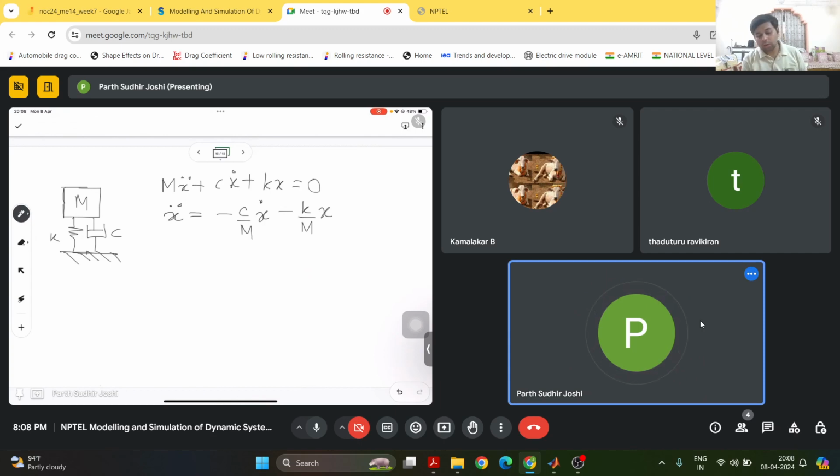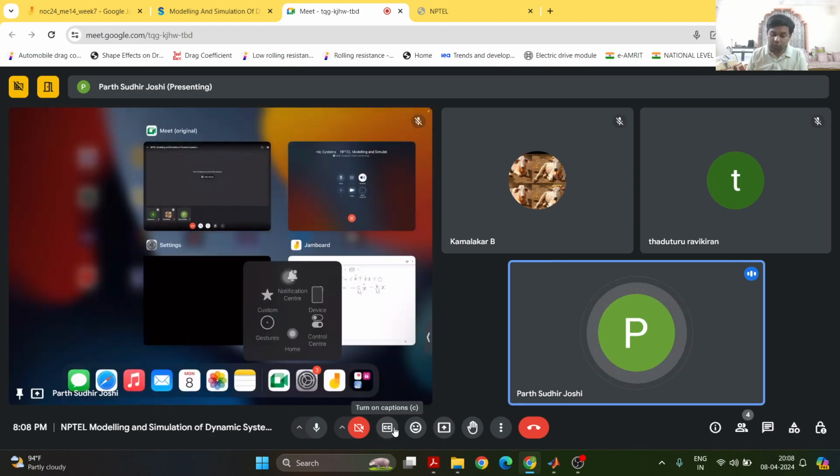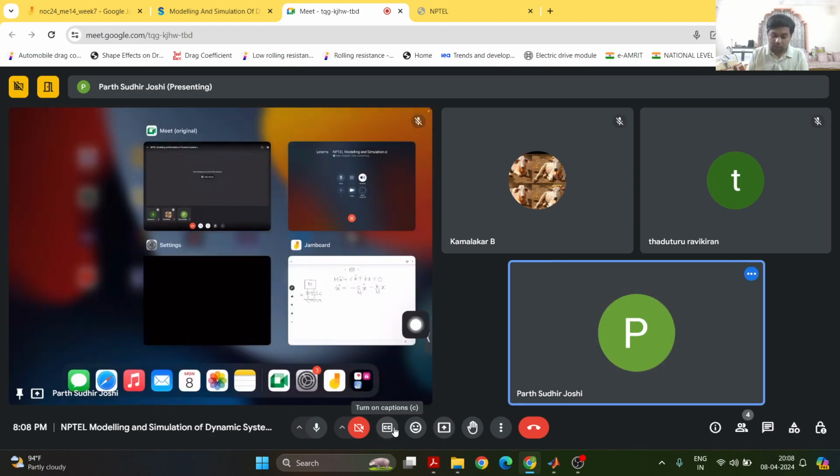So now we can use this for our Simulink or whatever Simscape model now. So we will have to integrate the acceleration twice to get the displacement x. So we will now move to the MATLAB.